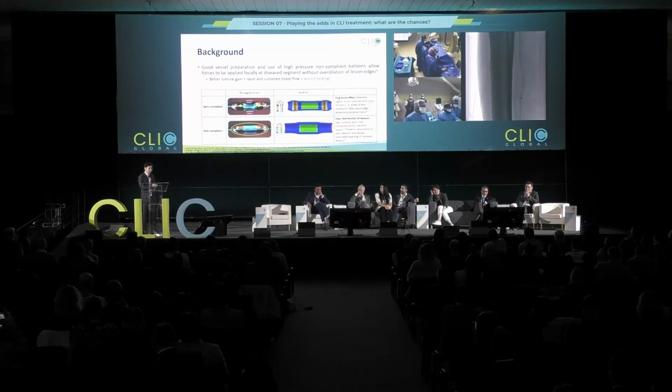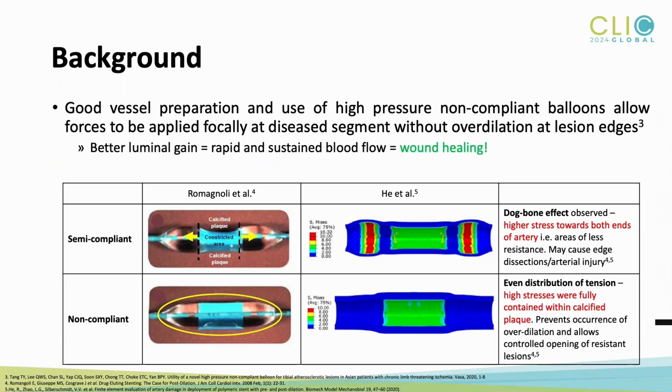In line with that, good vessel preparation is highly important, as you have seen in all of the cases. And the use of these high-pressure, non-compliant balloons allows for the force to be uniformly distributed at the disease segment. In the top picture, you can see a semi-compliant balloon forced by the constricted area may lead to this dog bone effect. And this tends to advocate more high stress to both ends of the artery, may cause dissections and arterial injury. The non-compliant balloon, however, has more uniform distribution of this stress, even with these calcified plaques.